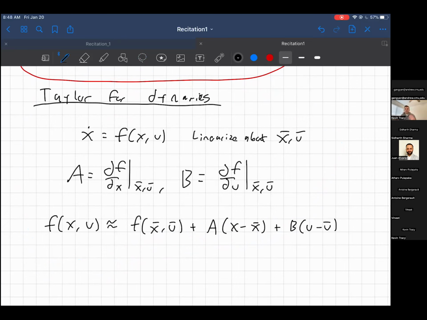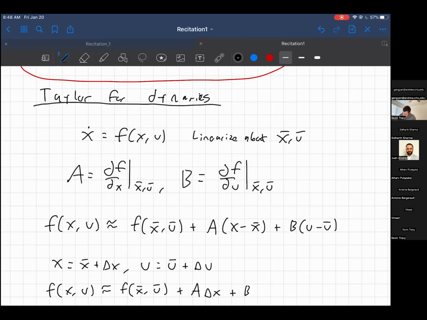And just like before, I can define everything in terms of deltas. So I can say x equals x bar plus delta x, u equals u bar plus delta u. And I can write this thing down as f(x, u) approximately f(x bar, u bar) plus A delta x plus B delta u. This is kind of important. This is how we take a first order Taylor series.